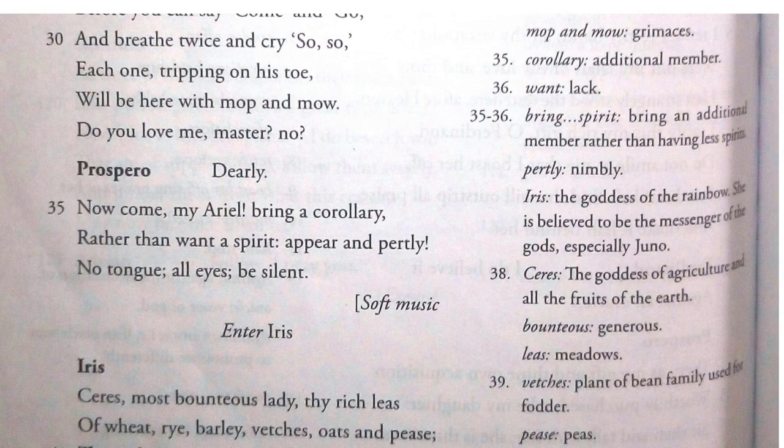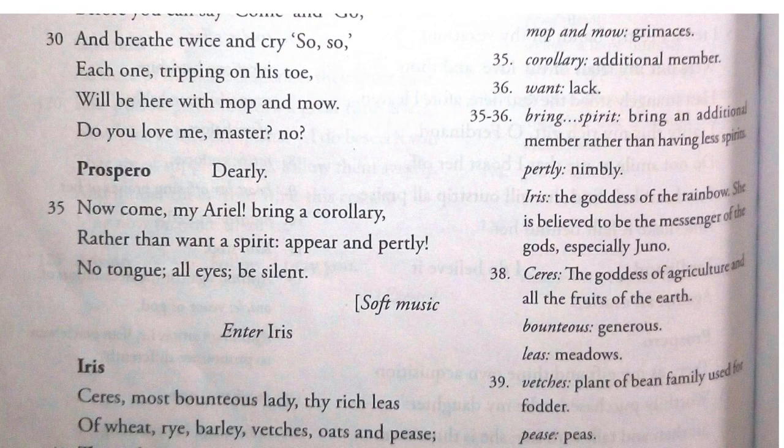He feels very happy. So he's asking for his assurance. He's asking, do you love me, master? No. Do you really love me, master, or no? Prospero knows the nature of Ariel, so he knows how to impress Ariel and how to get his work done by Ariel. So he says, dearly, I love you very dearly, Ariel. Now come, my Ariel, bring a corollary.